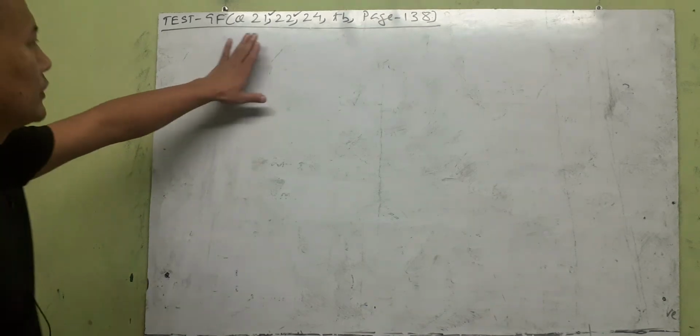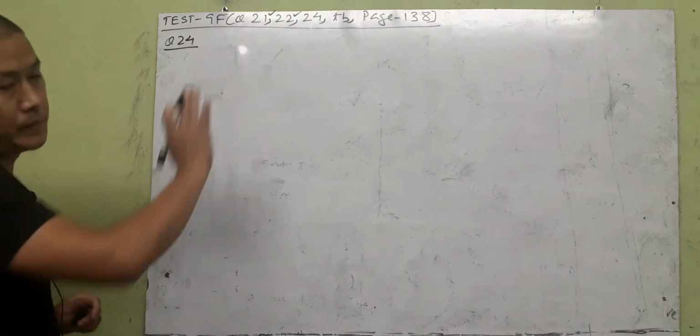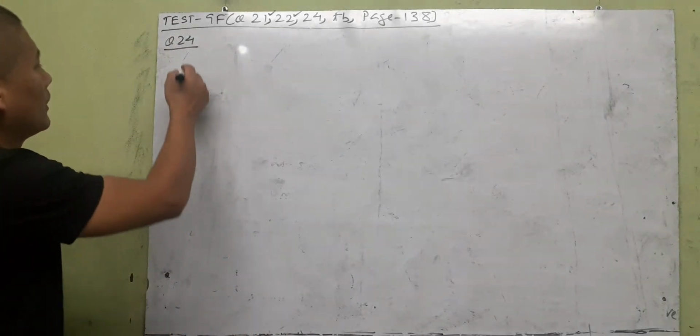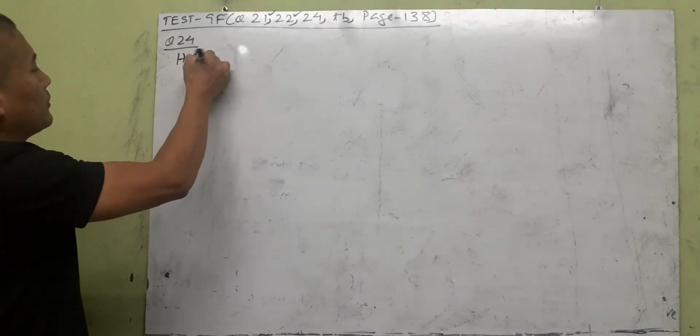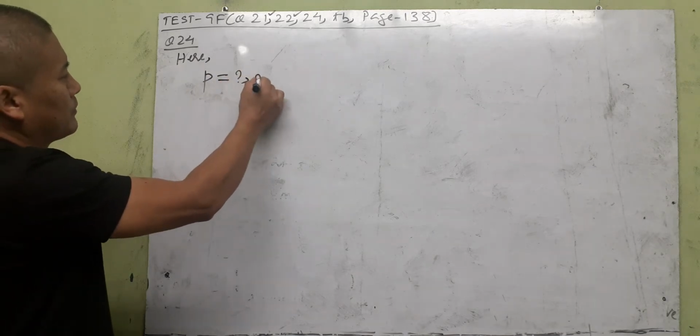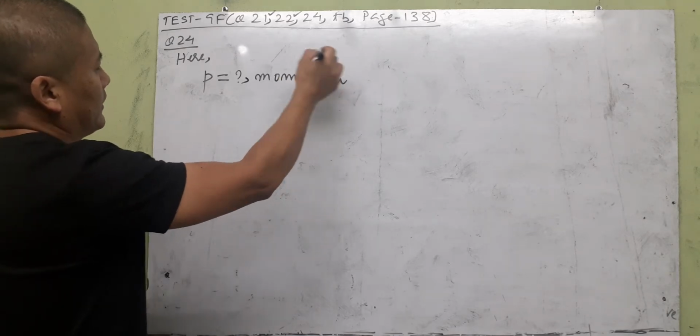So the last question for this test 9F part, question number 24 on the same page 134. So go there in your textbook. Let me read the question. How much momentum? So here we have to find the momentum. Usually this P is used as momentum. So let's just start writing momentum. This is what we need to find.